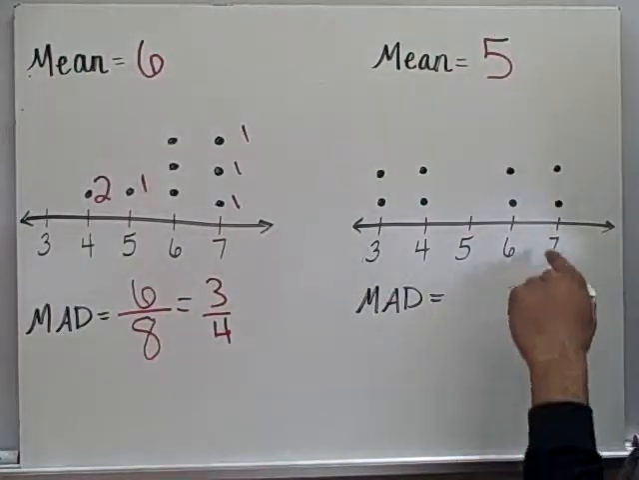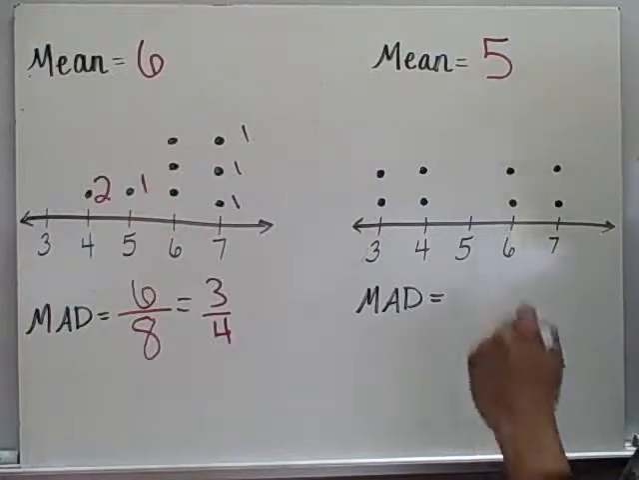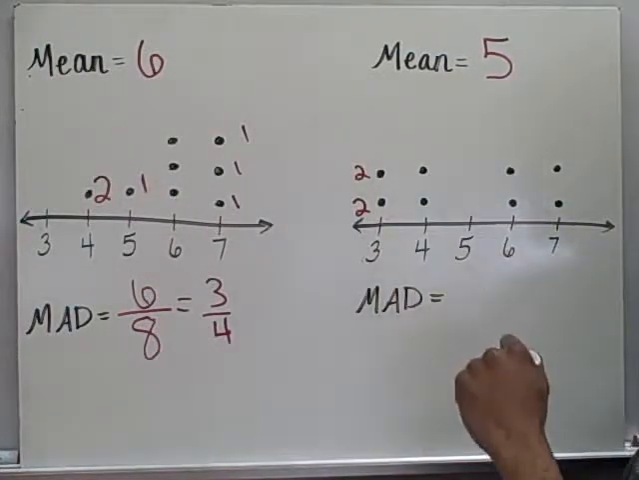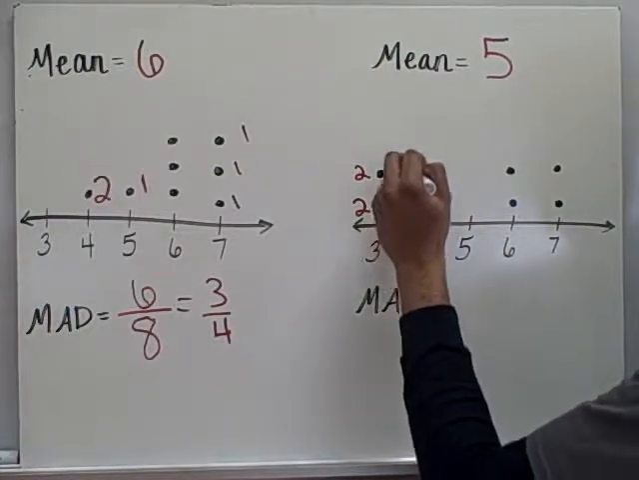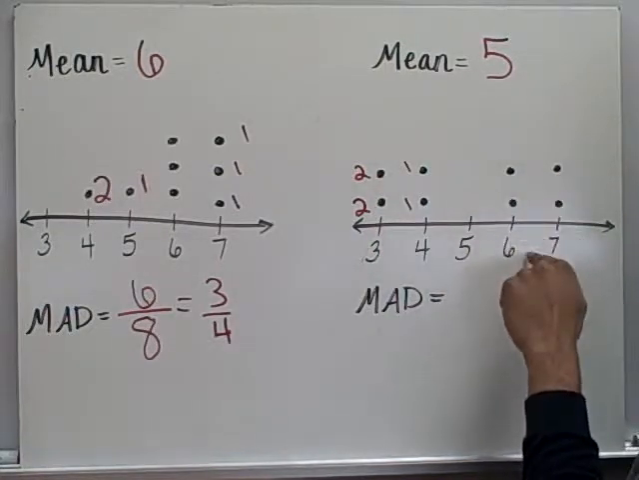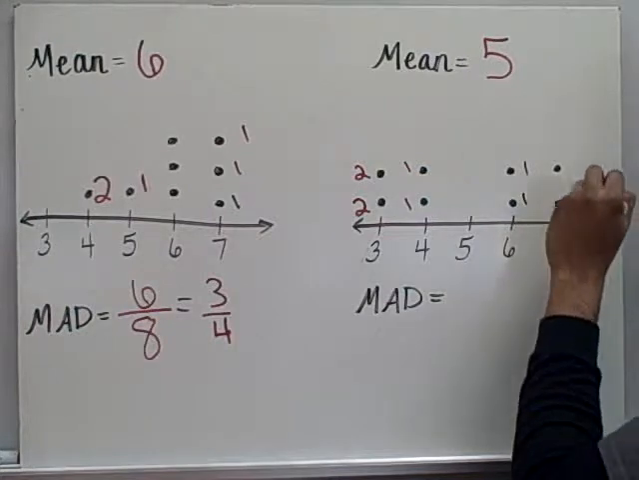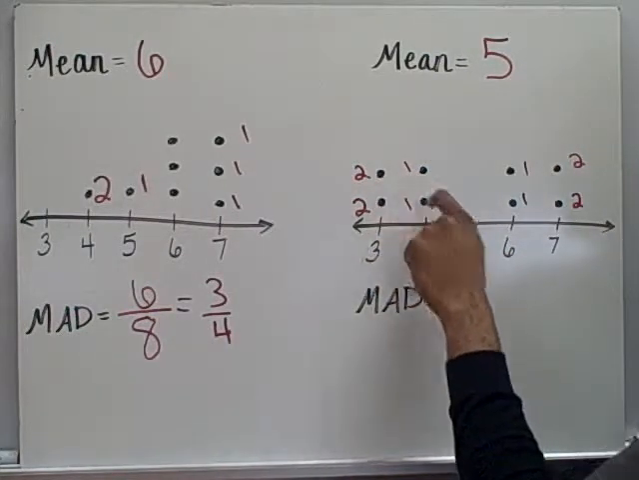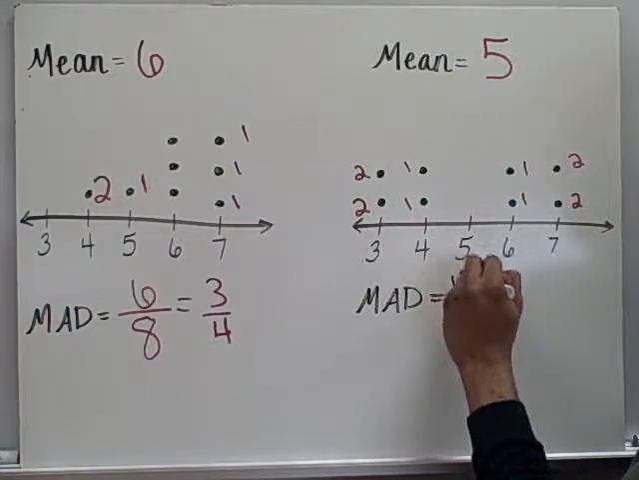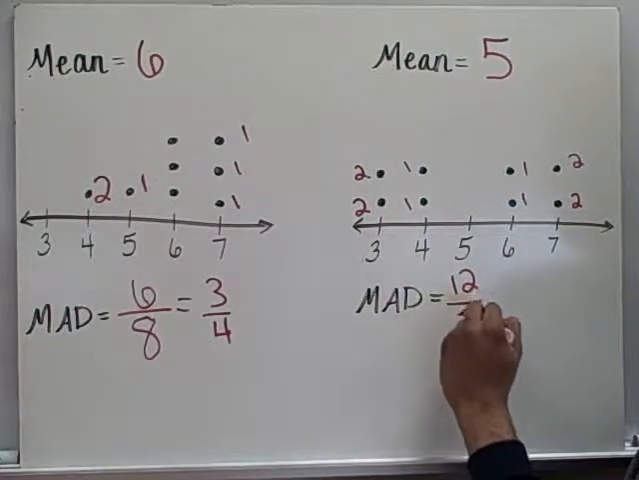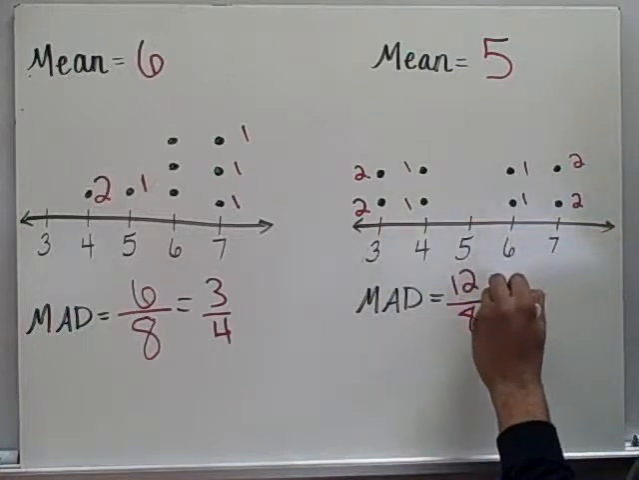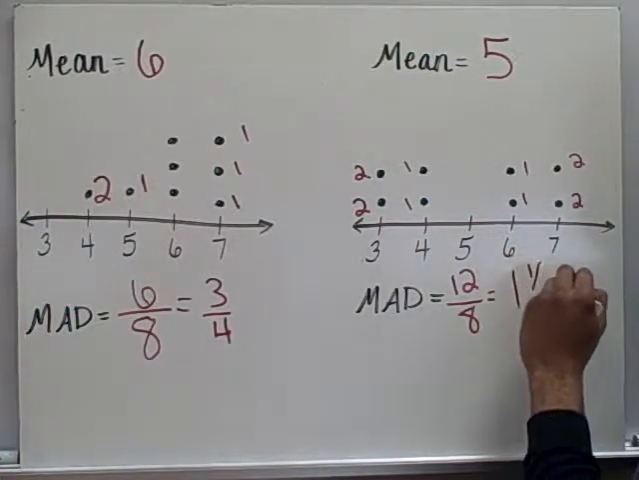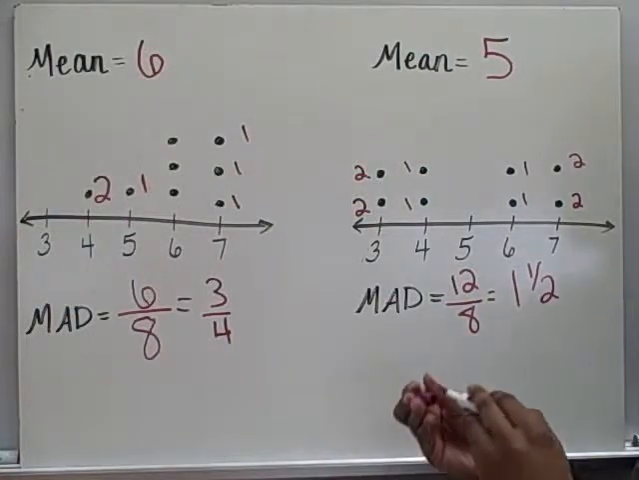All right, so for this one, our mean is 5. So 3 is 2 away from 5. 4 is 1 away from 5. 6 is 1 away from 5. And 7 is 2 away from 5. And when we add all of these up, we should get 12. And we're going to divide by 8 because there are 8 values up here. And that will give us a mean absolute deviation of 1.5.